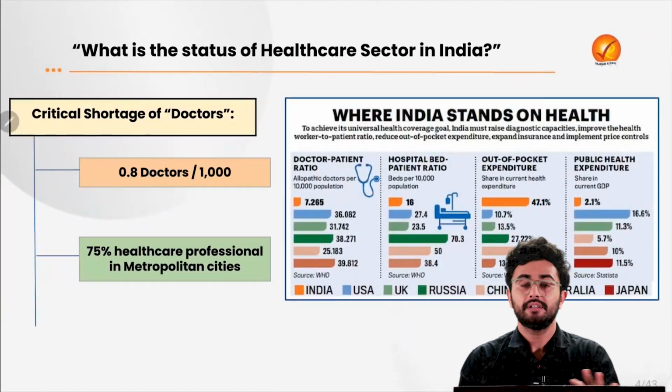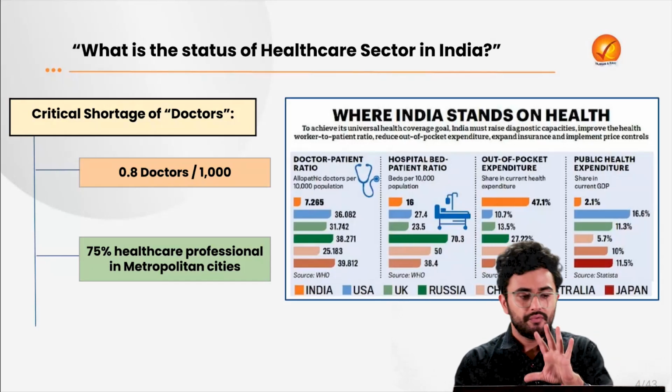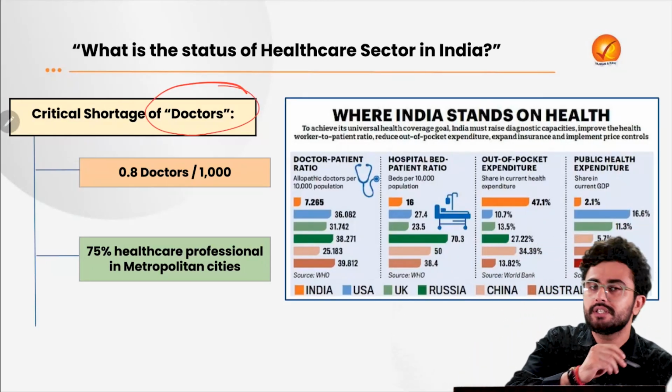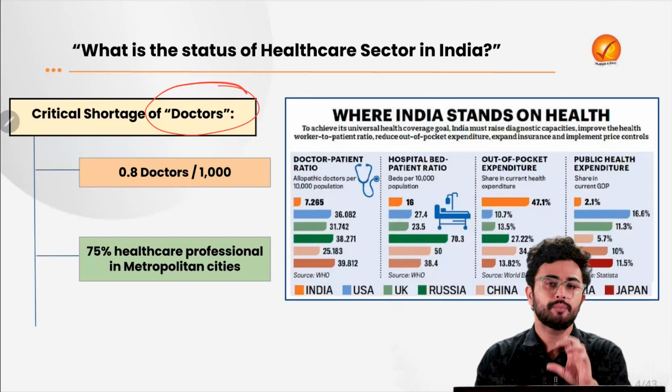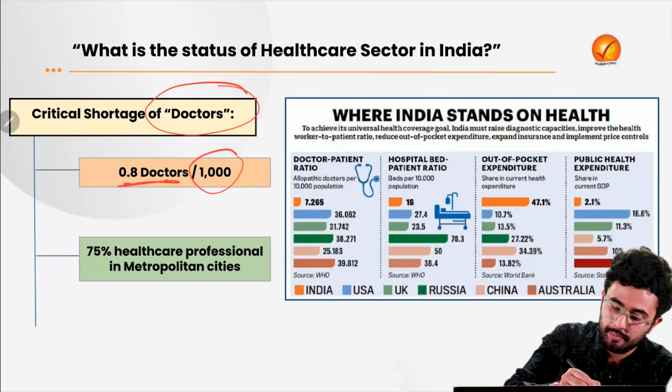So in our country, this was the issue of the primary healthcare center. What about the doctors? We have a critical shortage of doctors to treat patients, because we have only 0.8 doctors per 1,000 people.